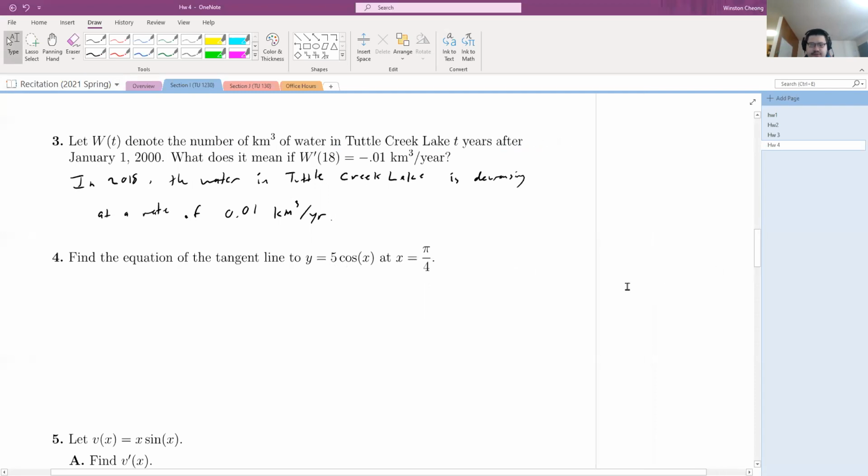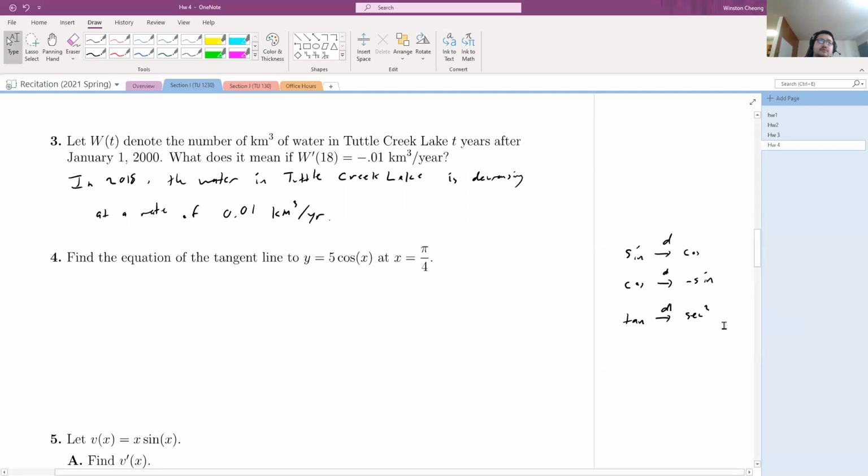Let me actually scroll over. So you learned that the derivative of sine is cosine. Did you guys go through all of the trig derivatives? I'm trying to remember. Derivative of cosine is negative sine. And I think you also learned tangent, is secant squared. Can someone confirm? Yeah, we learned all of them.